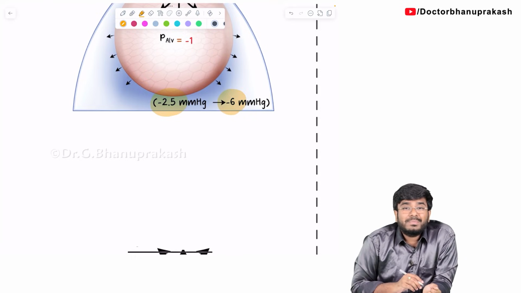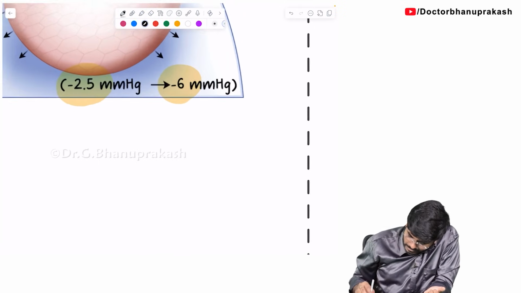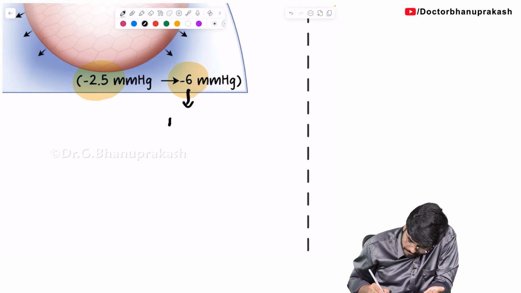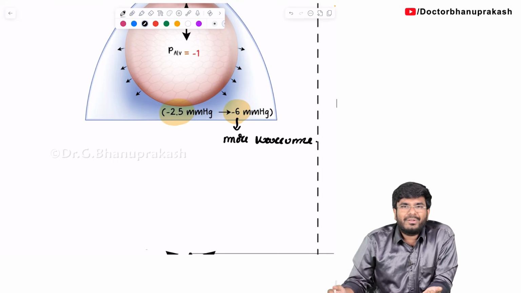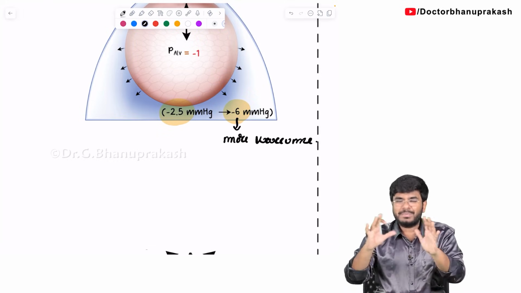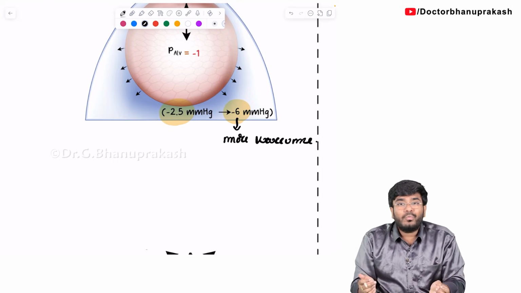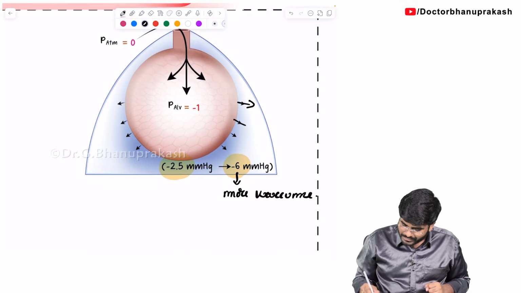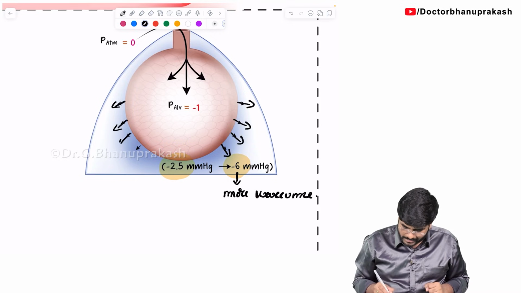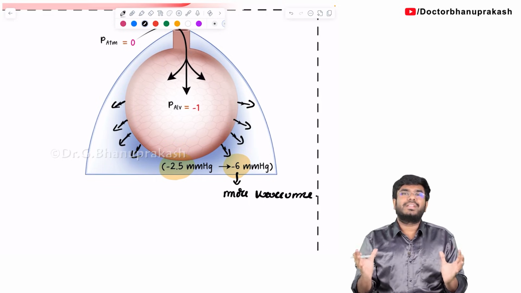Now tell me, minus 6 means what? There is more negativity, more vacuum. So right now, you have developed more vacuum here. Whenever there is more vacuum, wherever there is less pressure, what will this vacuum do? I have told you, vacuum is like a pulling force. Now this vacuum is going to stretch the alveolus open, from all directions.